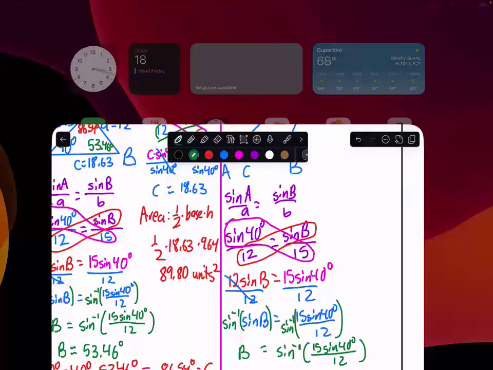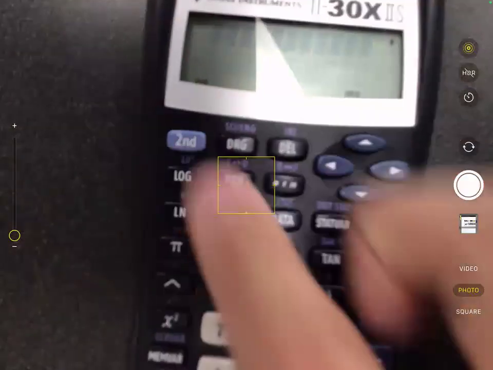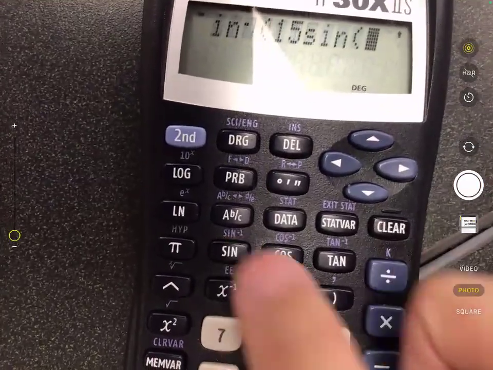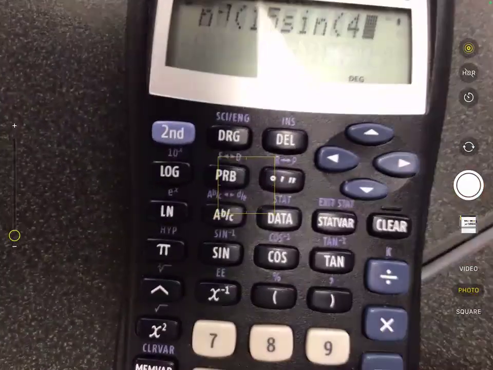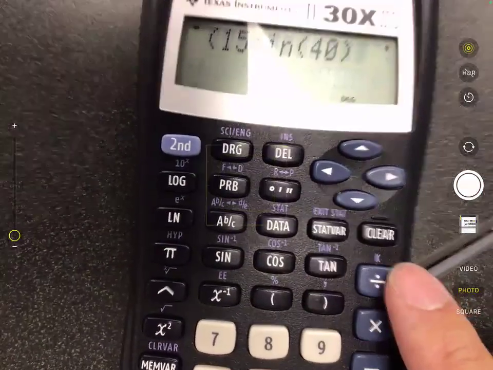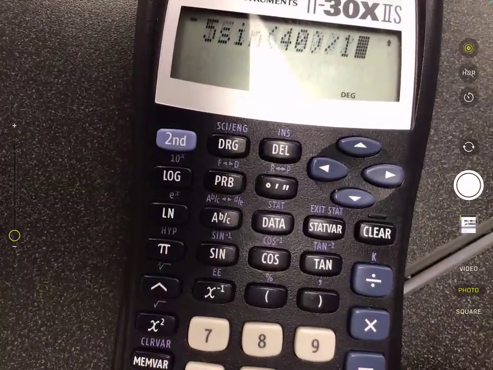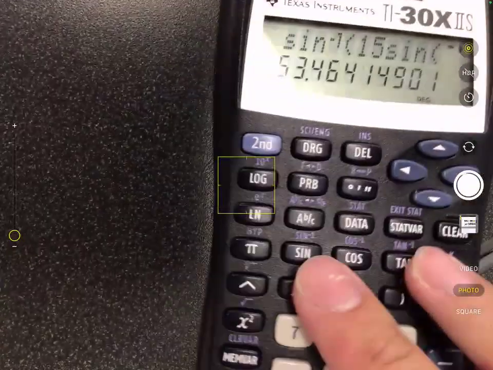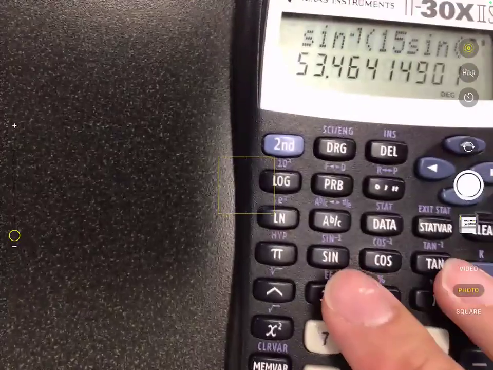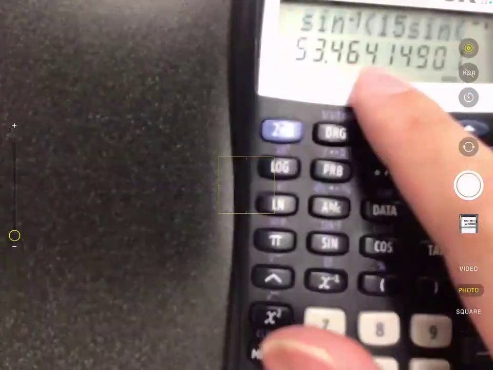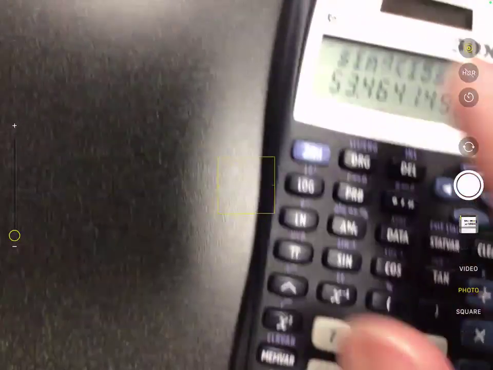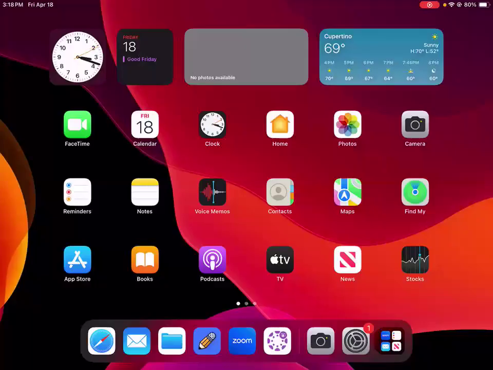Okay, so inverse sine, remember, is above the regular sine. So second sine, inverse sine of 15 regular sine 40 degrees, close that parentheses, divided by 12, and close that parentheses. Okay, so our calculator says 53.46. And again, we wouldn't round up because the next digit's a 4. So 53.46 degrees for angle B.